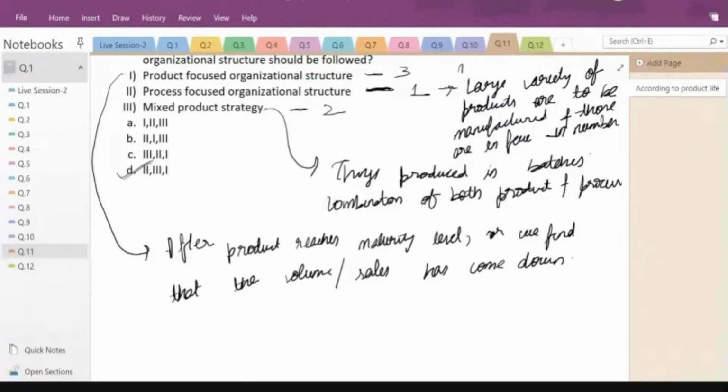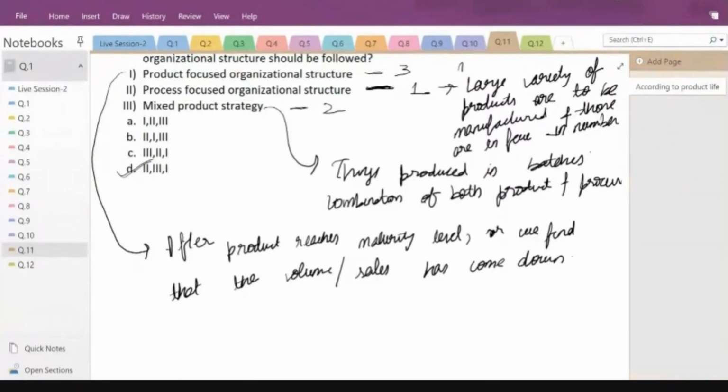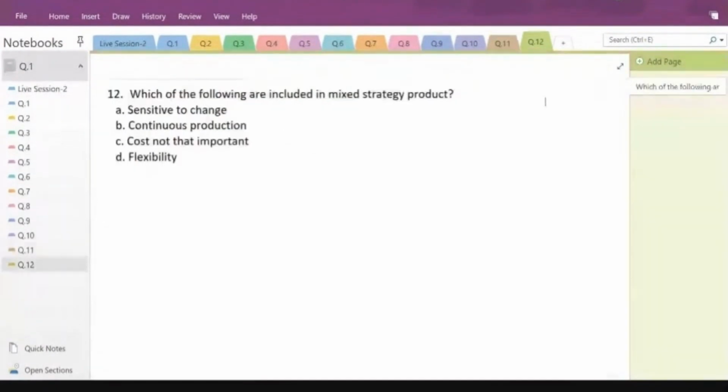Next, let's move on to the next question. Last question. Which of the following are included in a mixed strategy product? You can write, you can type the option, whichever you feel is appropriate. Okay. D.